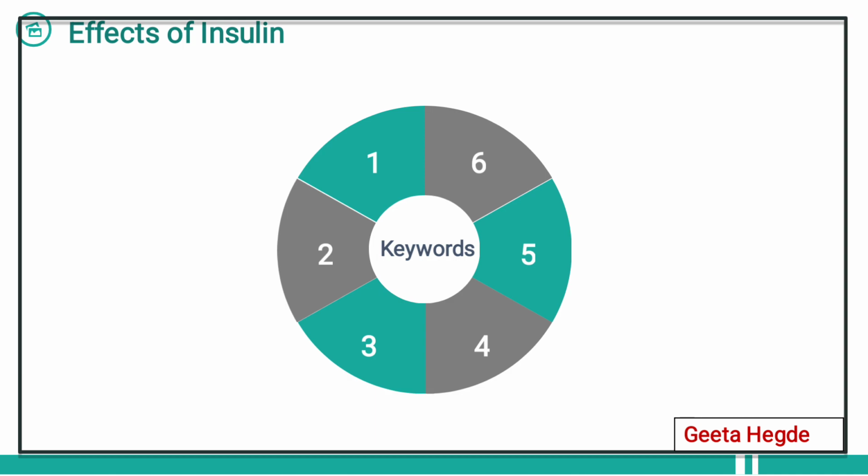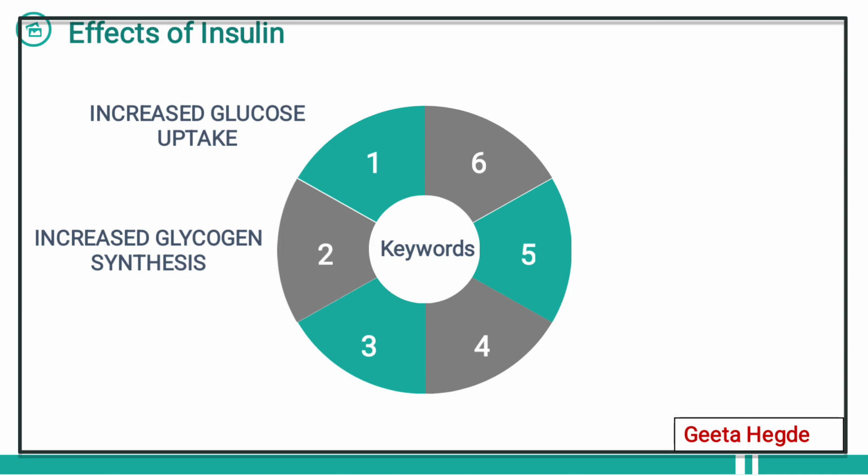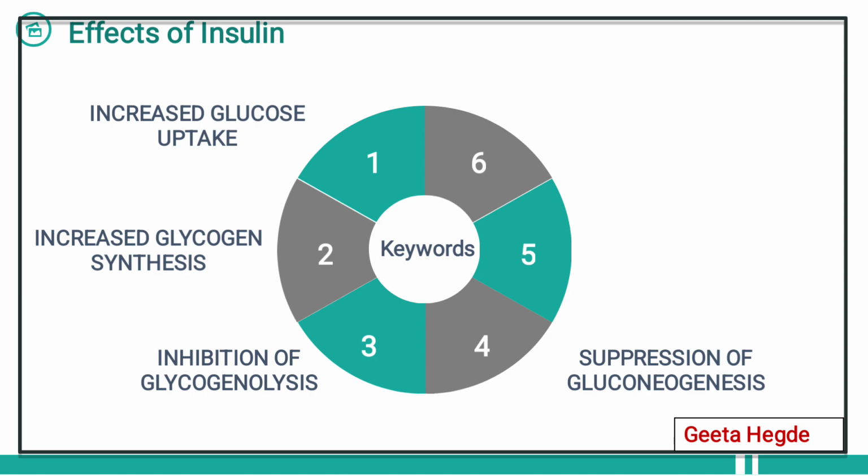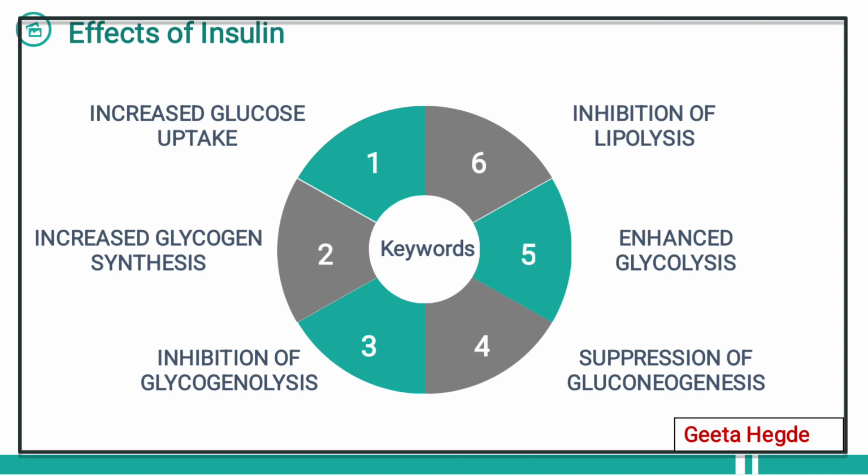To summarize the effects of insulin on carbohydrate metabolism, the first step is promotion of increased glucose uptake, which is through the help of GLUT4 receptors which promote glucose uptake by the cells. The second step is promotion of glycogen synthesis. The third step is inhibition of breaking down of glycogen, which is known as inhibition of glycogenolysis. The fourth step is suppression of gluconeogenesis. Fifth is enhanced glycolysis, and last is inhibition of lipolysis, which is an indirect effect of insulin.